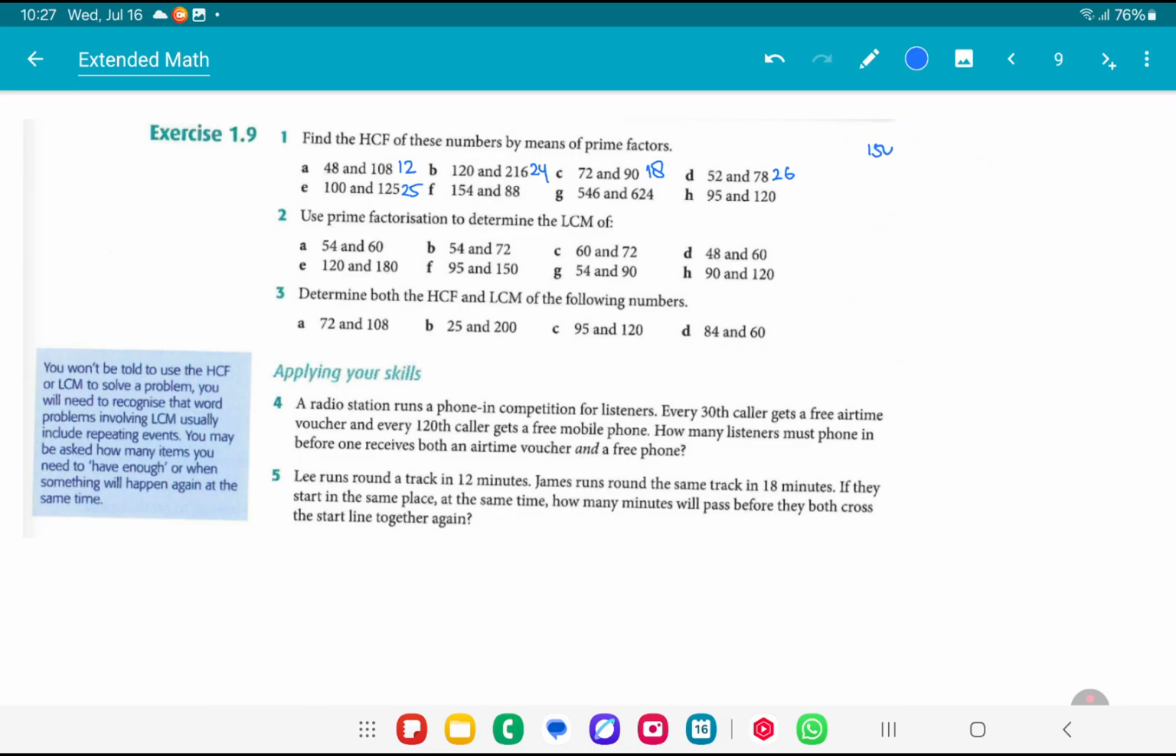Next, 154, we begin with division by 2. We get 77, and then 7 and 11. So 2 times 7 times 11. 88, we get 2 and 44, 2 and 22, 2 and 11. So 2 cube times 11. So for the highest common factor, we get 2 and 11. So the answer is equal to 22.